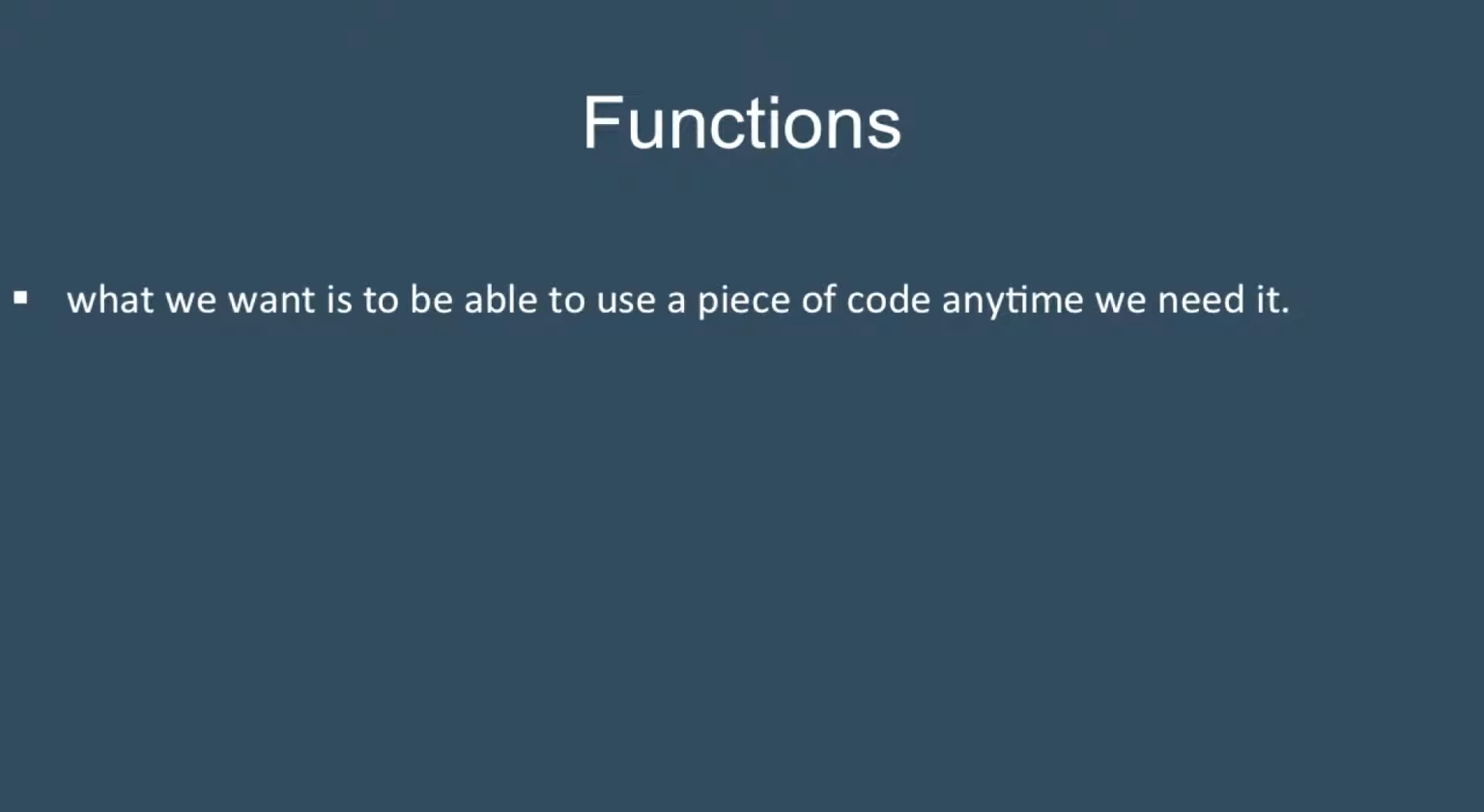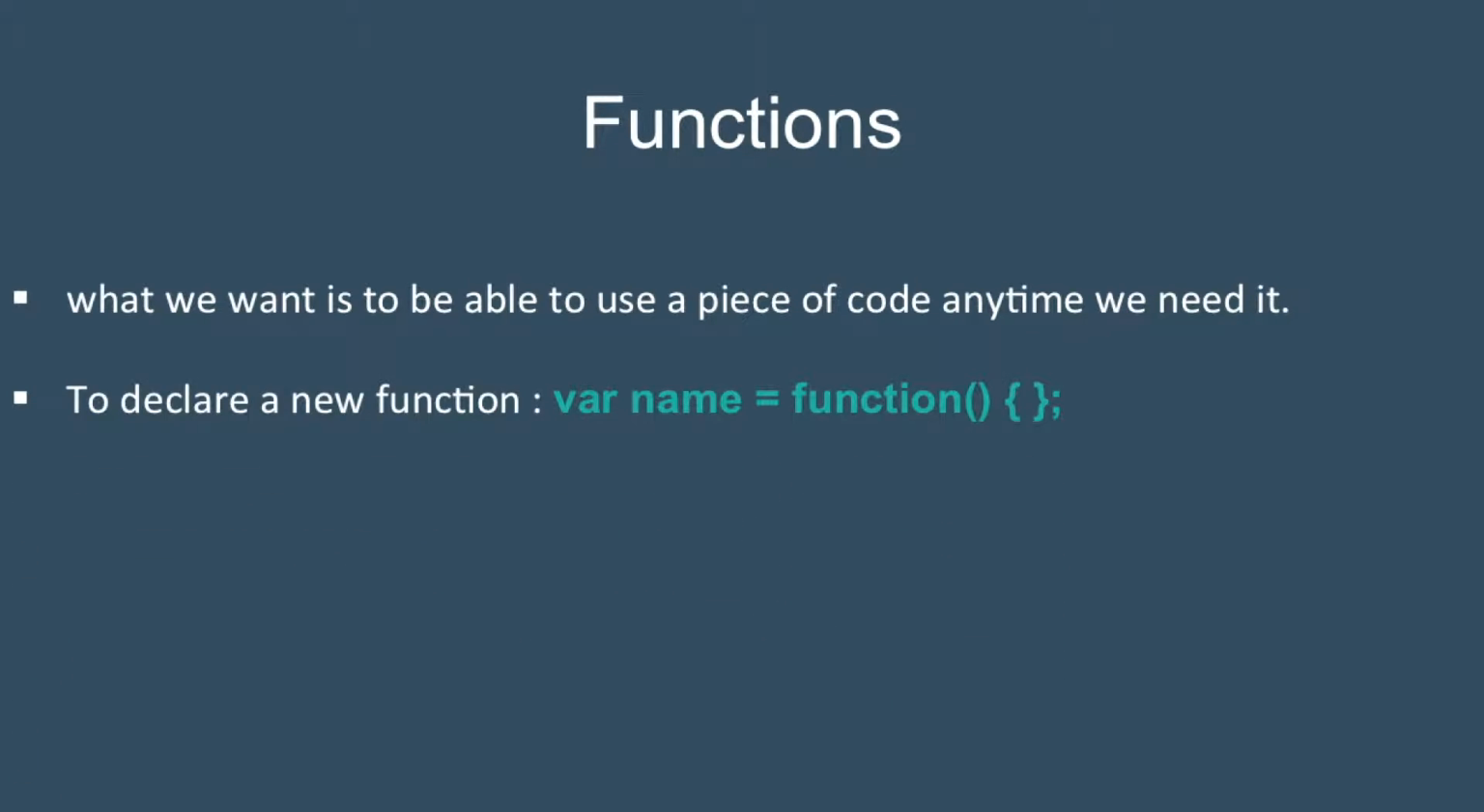A function will contain a series of instructions that we will define. Let's see an example together. If I want to declare a new function that prints on the console the name of the turtle, let's name him Lloyd, I will start as if I was declaring a variable. var name equals function, parentheses, curly brackets. And don't forget the semicolon.